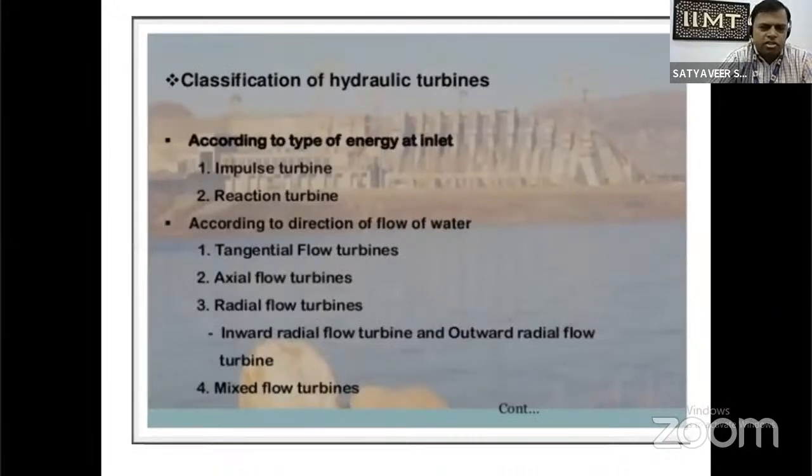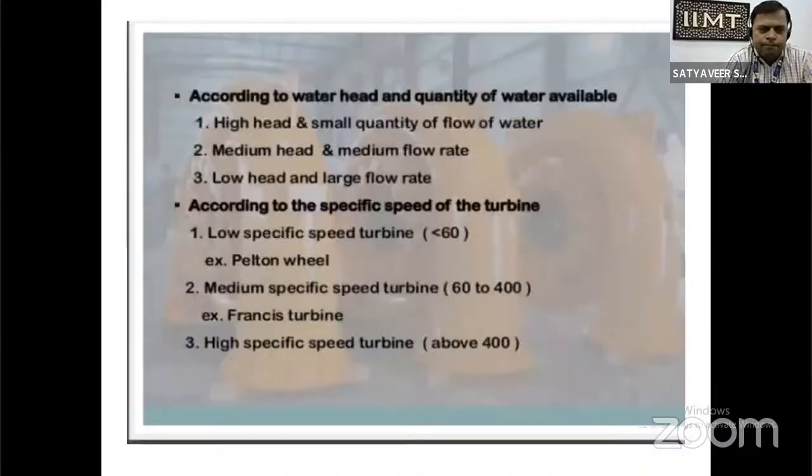Now, if we talk about the classification of hydraulic turbine, then the turbine is classified on the following basis. The first one, according to the type of energy at the inlet. Number one is the impulse turbine, second one is the reaction turbine. And if we talk about the classification of turbine on the basis of direction of flow of water, it may be of four types. First one is tangential flow turbine, second one is axial flow turbine, third one is radial flow turbine, and fourth one is mixed flow turbine. Basically, radial flow turbines are of two types: inward flow radial reaction turbine or outward flow radial reaction turbine. So we will discuss in detail one by one.